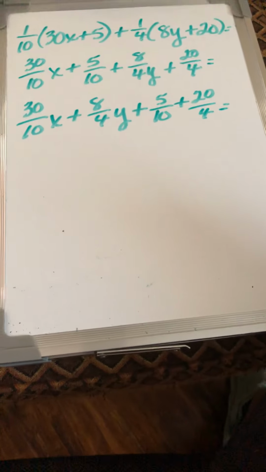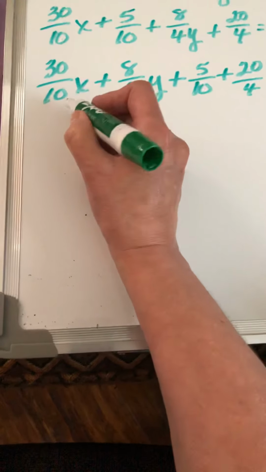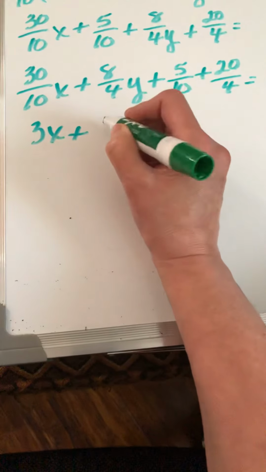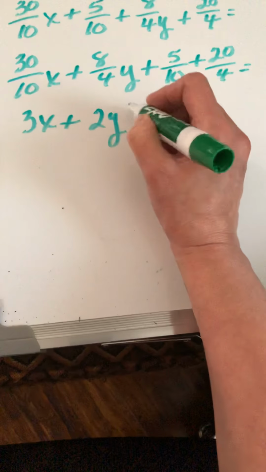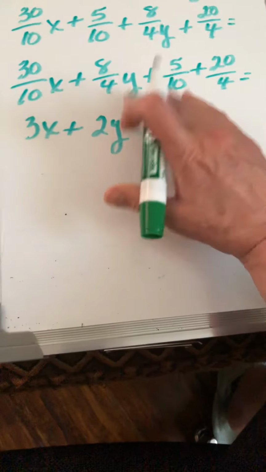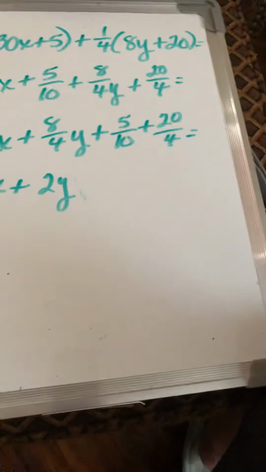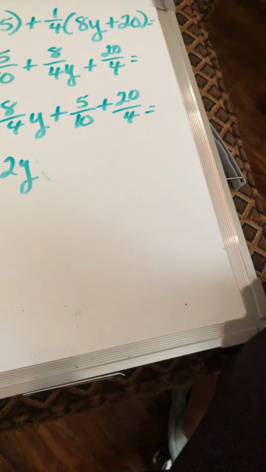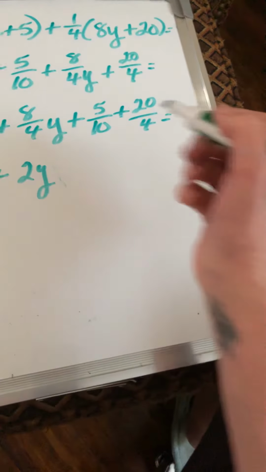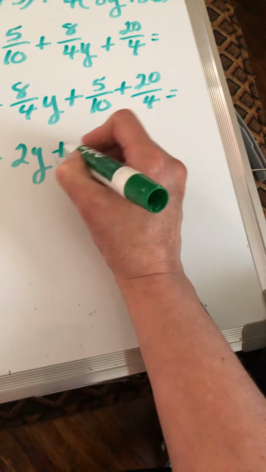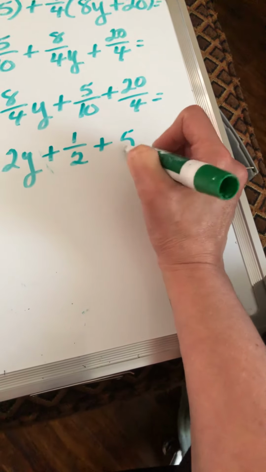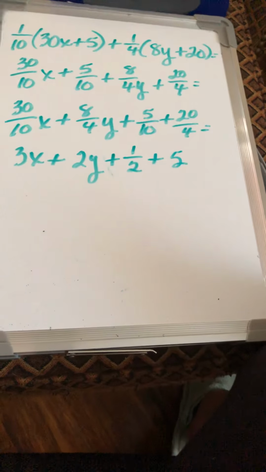All right. Now, just like before, we've got some housekeeping to do here. 30 divided by 10 is 3. 8 divided by 4 is 2. If you want to reduce 5/10, you can. If you want to go ahead and simplify the 24ths, you can. So let's do that. Let's just do that way. See if you like that.